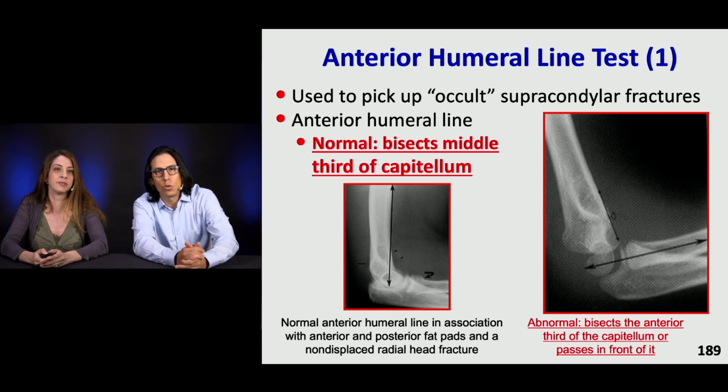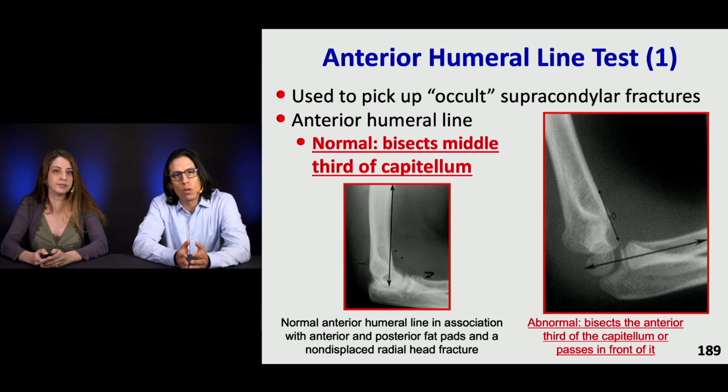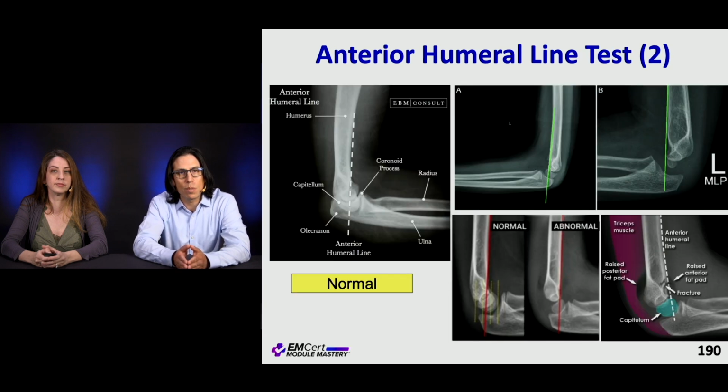What about the anterior humeral line test? So this is used to pick up occult supracondylar fractures, right? So draw a line down the anterior humerus. Normally, it bisects the middle third of the capitellum. In abnormal, it's going to pass right in front of the capitellum or bisect the anterior third, and you can see that in the photograph on the right. Here's another couple examples of the anterior humeral line test comparing normal to abnormal.